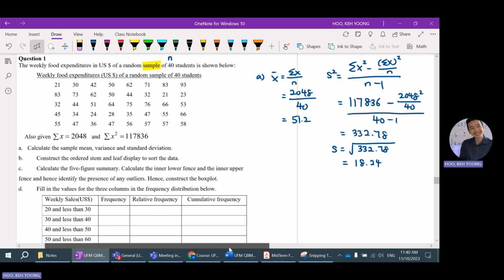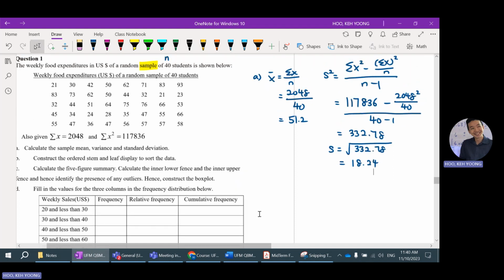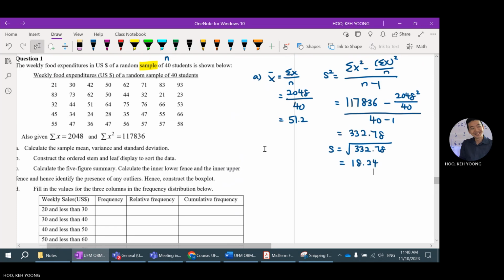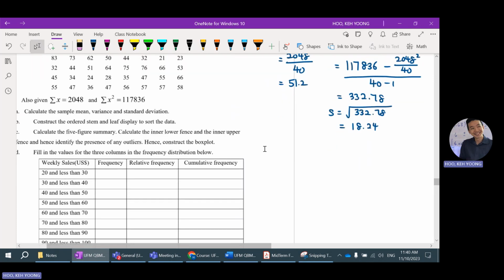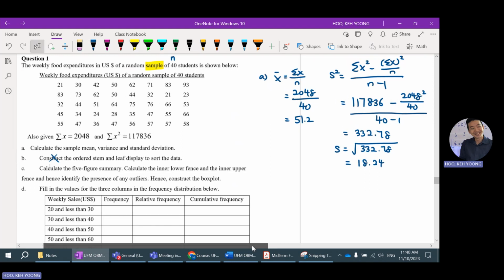Okay, question 2, construct ordered stem and leaf. This one we will skip, because it's an MCQ question. Whatever questions on drawing graphs, tables, or box plots, we'll skip for now. Okay, stem and leaf, skip. Right, skip to question 3. Let's look at question 3.